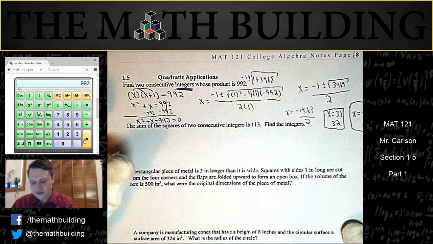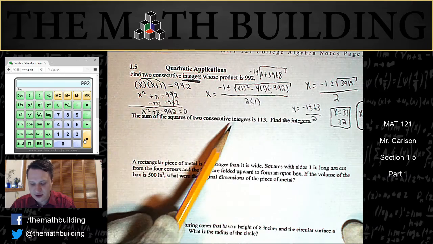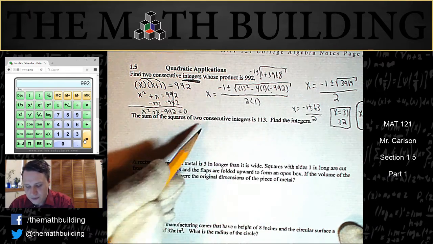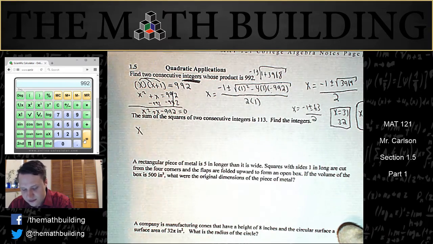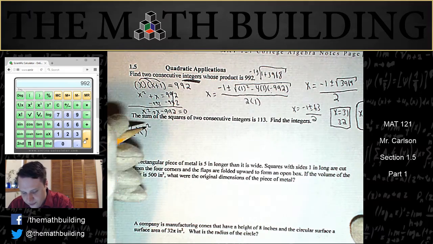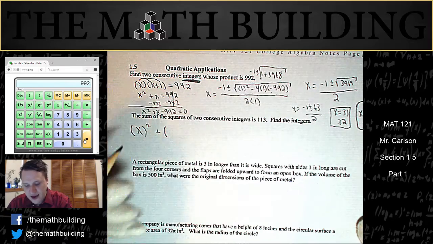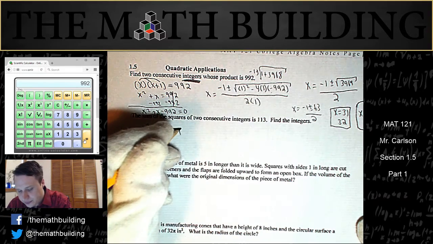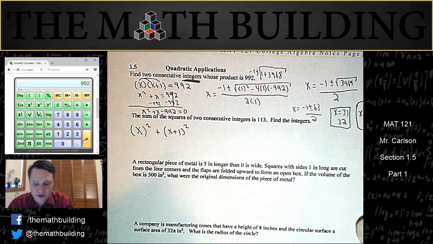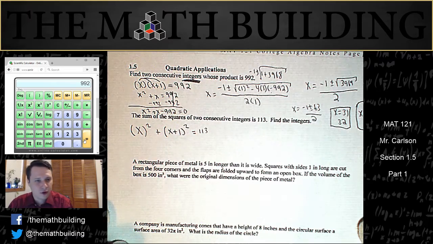So this one's a little similar. The sum of the squares of two consecutive integers. Well, sum means addition. So the first integer, again, let's call x, and we're squaring that. The sum of the squares of two consecutive integers. Once again, 1 after x would be x plus 1. And look how I've done the sum of two consecutive square numbers. That's equal to 113. So there's your starting equation.